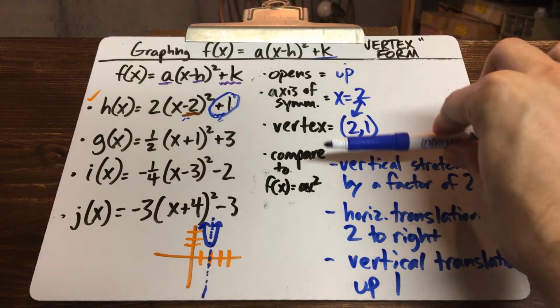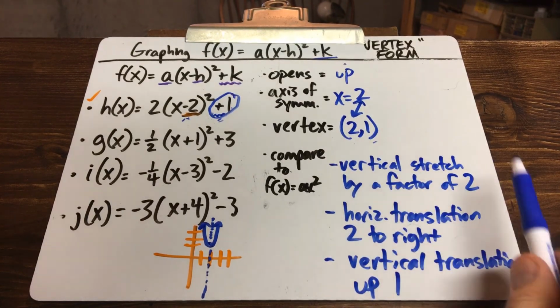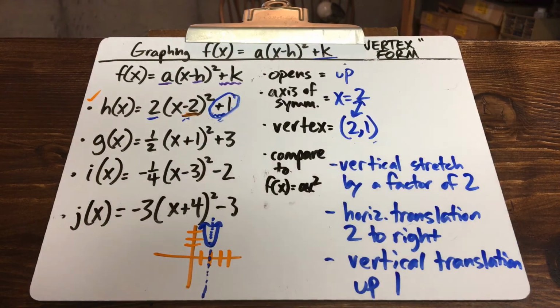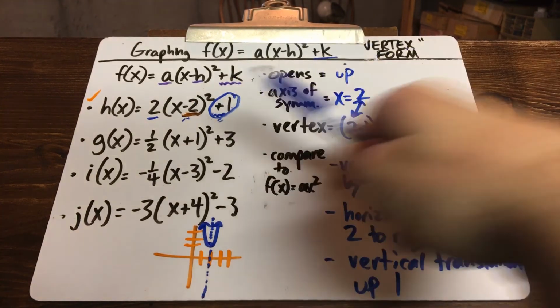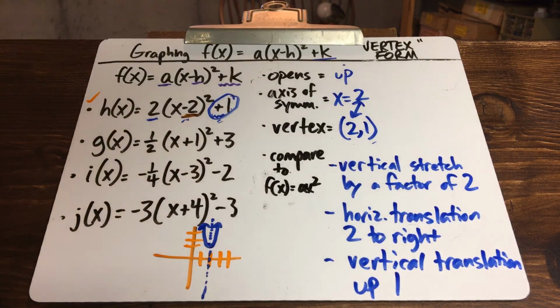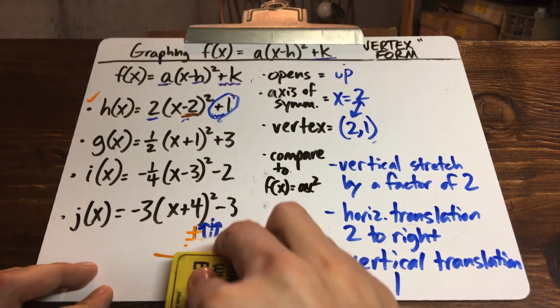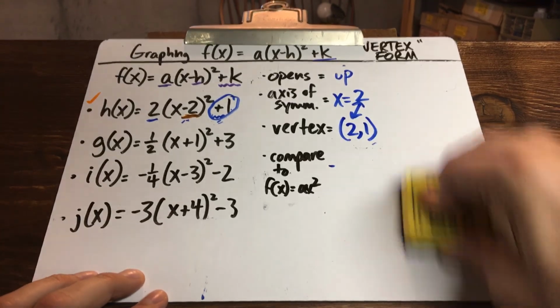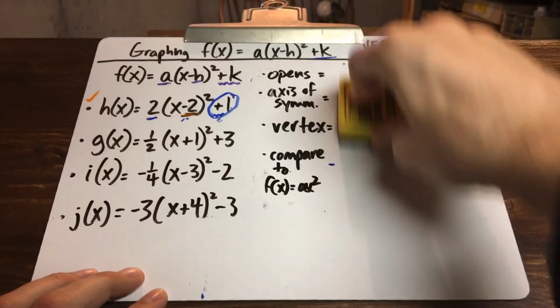And then all those characteristics, if I just write them out in words, this is what it'll look like. Vertical stretch by a factor of 2. That's what this told us, right? That letter A always tells you the vertical stretch, or a vertical shrink if it's less than 1. The 2 to the right is called a horizontal translation, 2 to the right. Moving it up 1 is called a vertical translation, up 1. Pretty simple once you get the hang of it. That first one is maybe a little confusing, but we're going to do the rest of them on this board, so it should have hopefully cleared up a little bit by the time we get to the bottom.